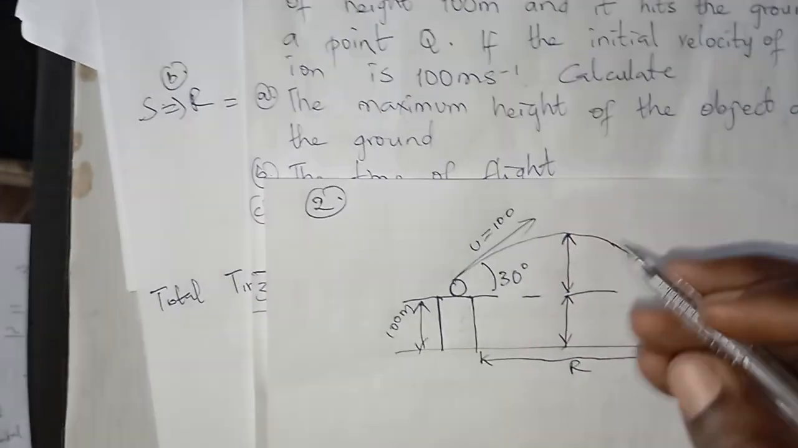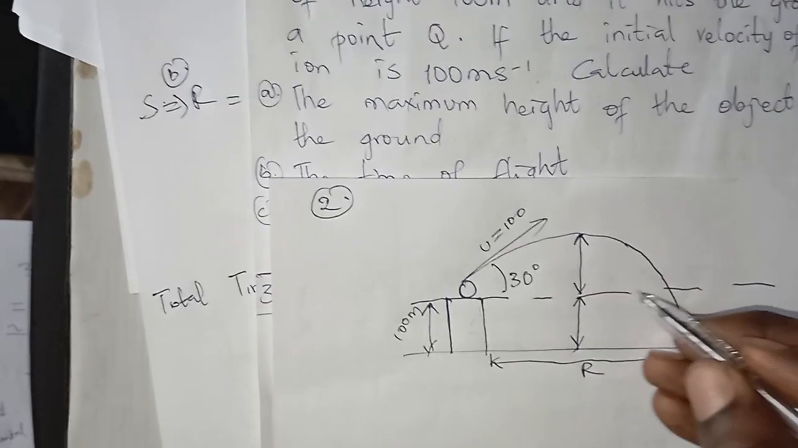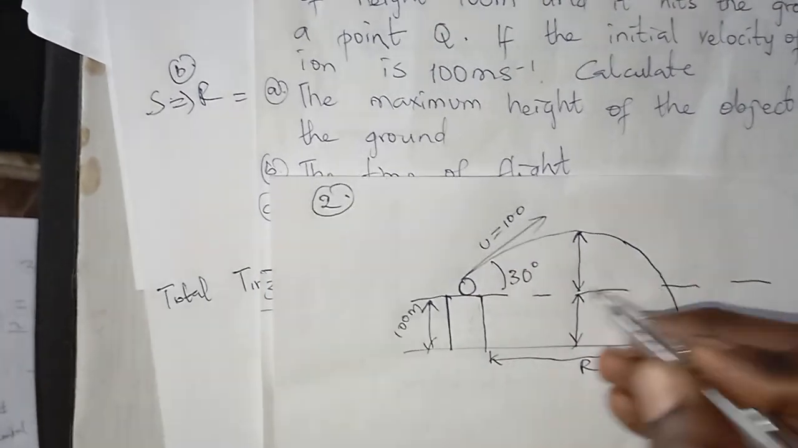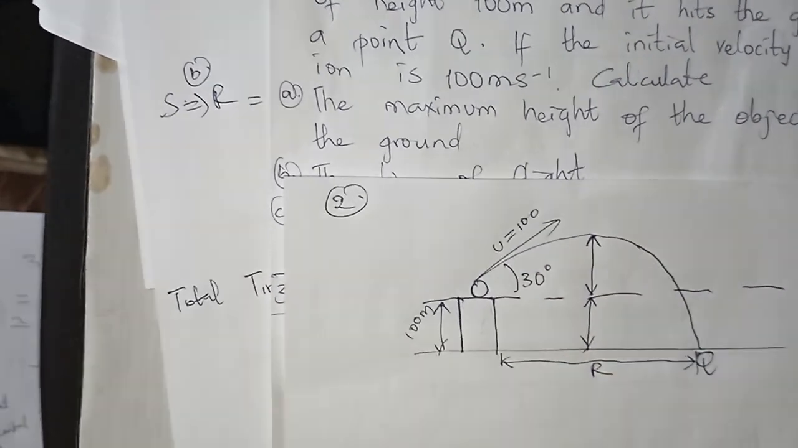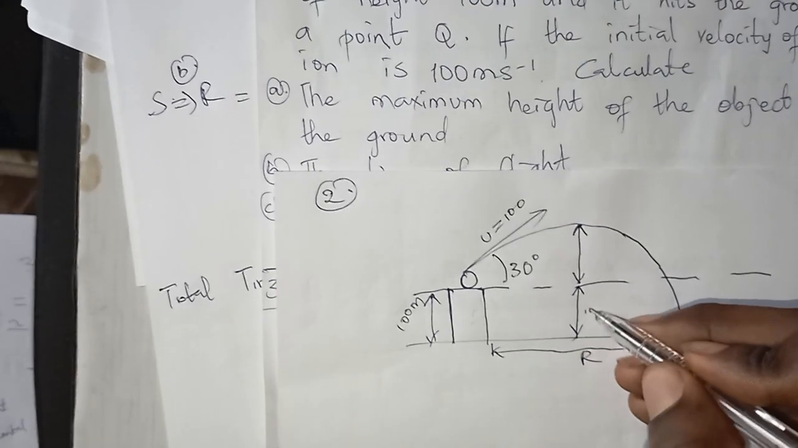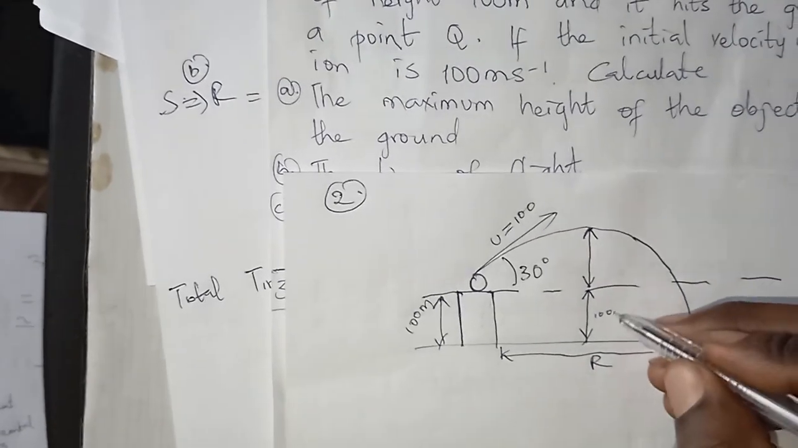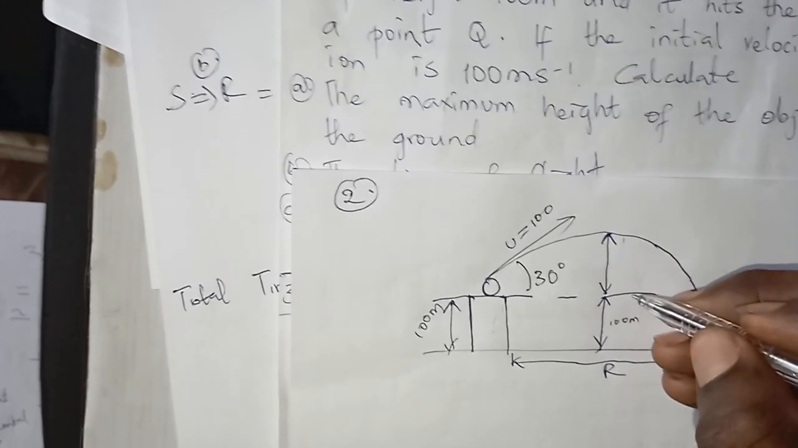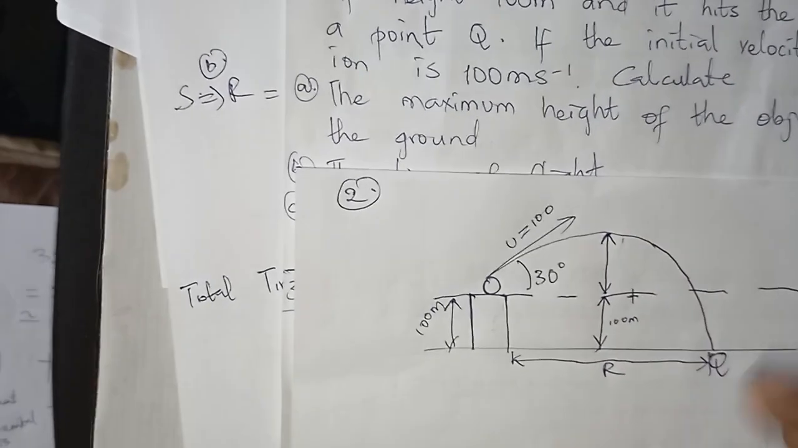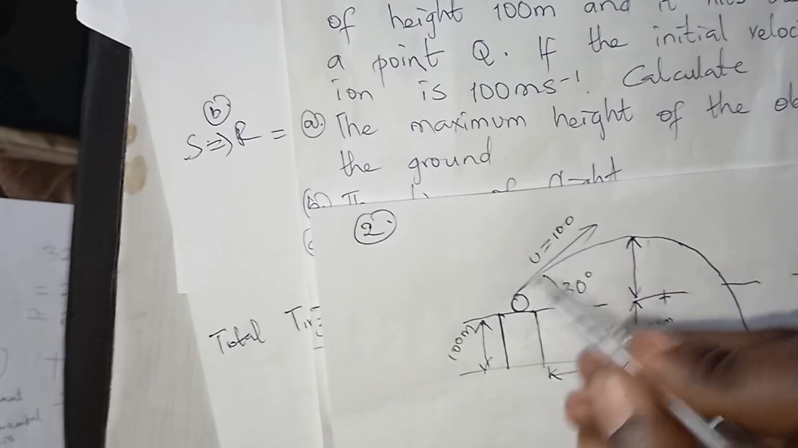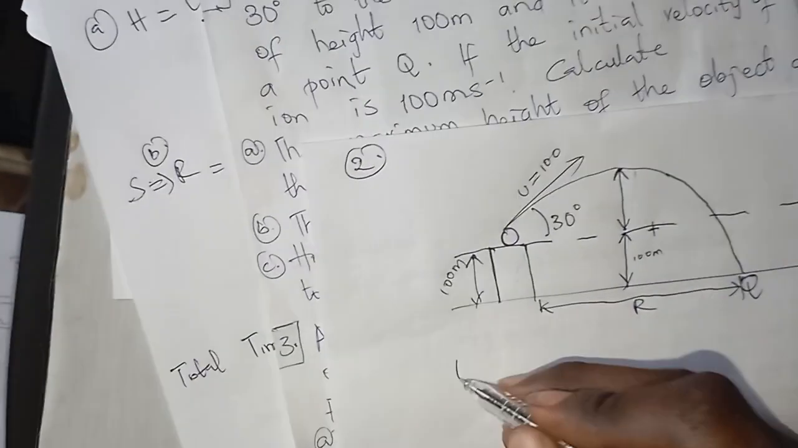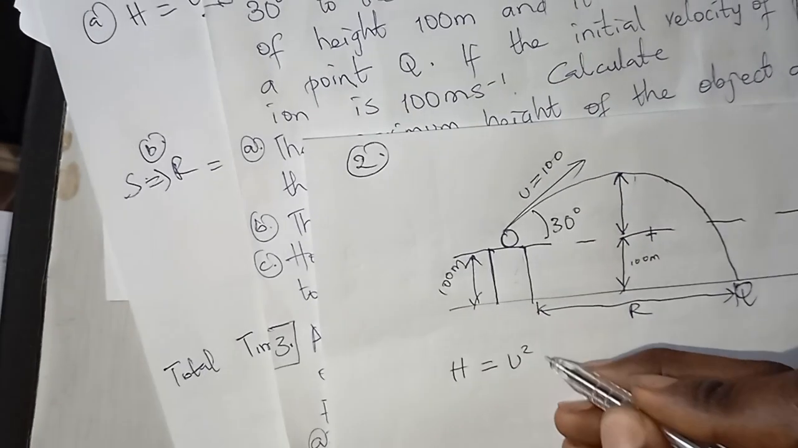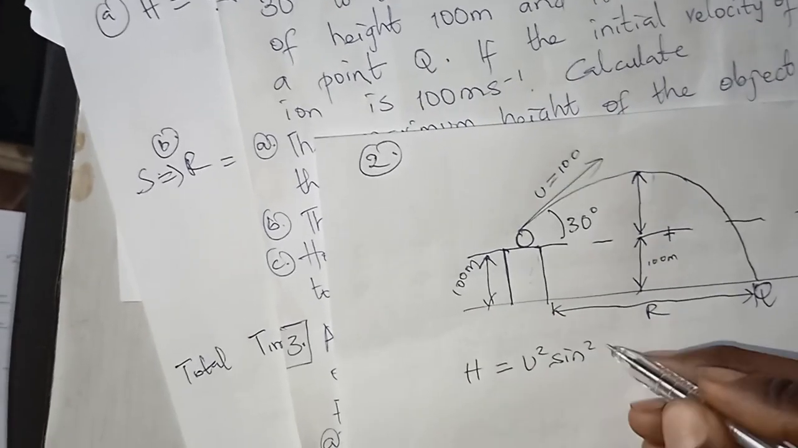Notice that everything in this section looks like your normal projectile case 1. Then you have an extra height, which is 100 meters here. Already, you know this height. So what you just need to do is find this particular height, and when you find it, you add the two up. To find this one, you use the maximum height equation, which is h equals u squared sine squared theta all over 2g.